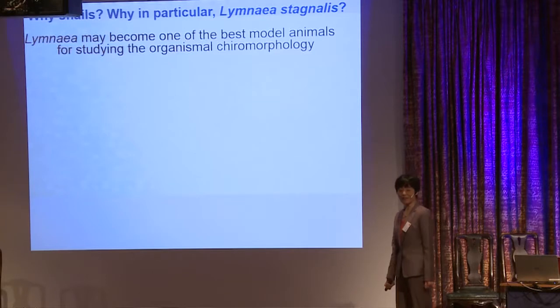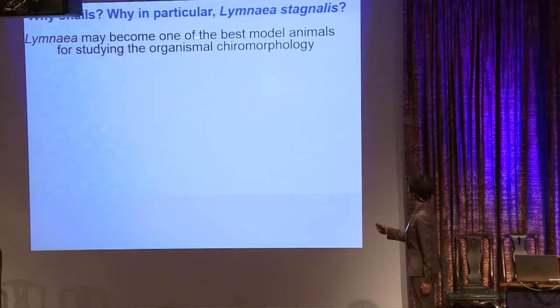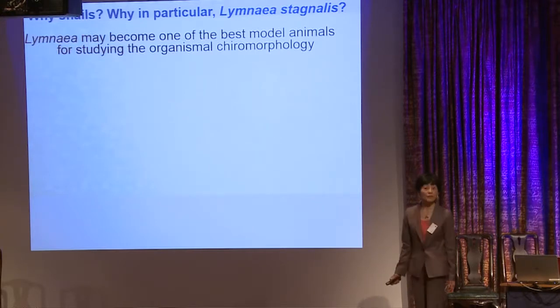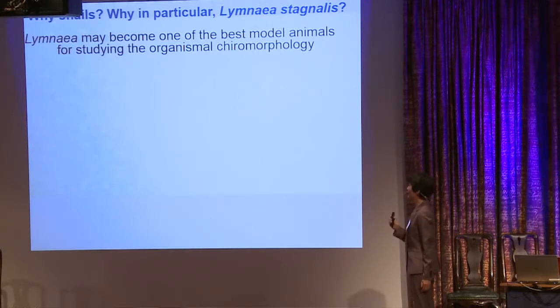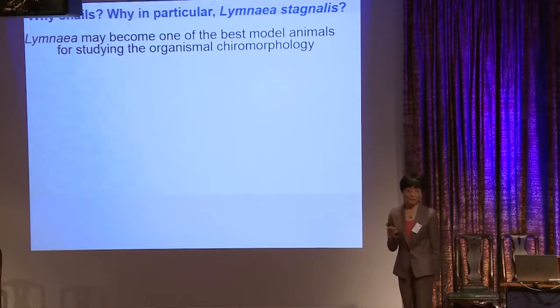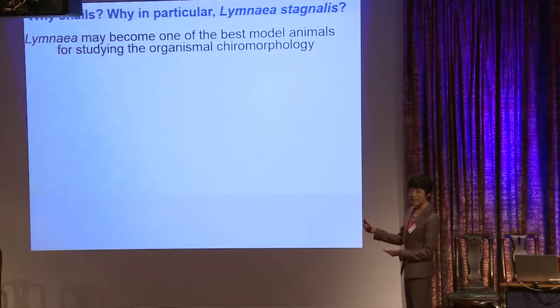And I started working on snails, and people think, why snails? Particularly, I'm working on a snail called Lymnaea stagnalis, because I think Lymnaea may become one of the best model animals for studying organismal chiromorphology. That's my belief. But I had a difficulty, because if you work on C. elegans, Drosophila, or Xenopus, you have many people to work with. But on snails very few people work, so it's very difficult to find people to collaborate with. I suffered a lot.